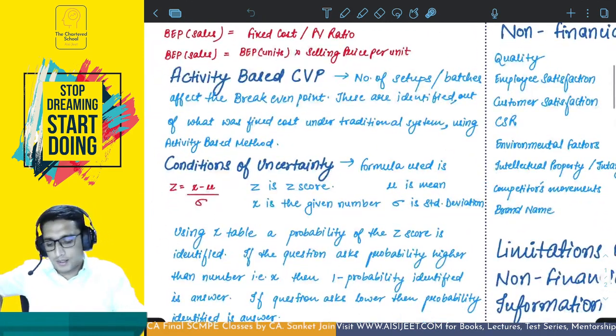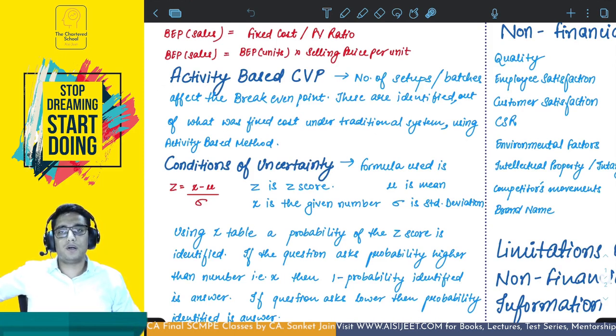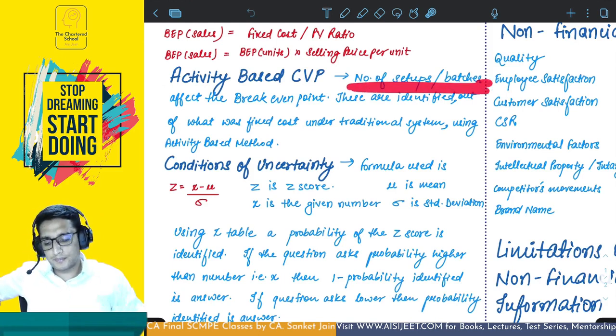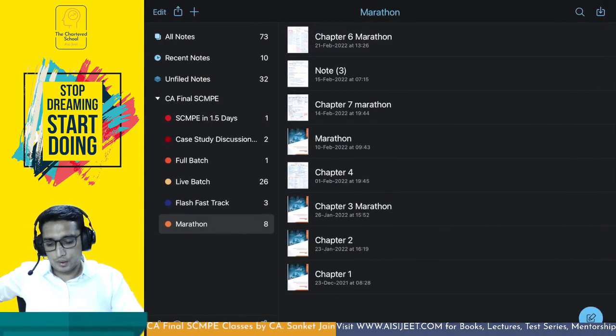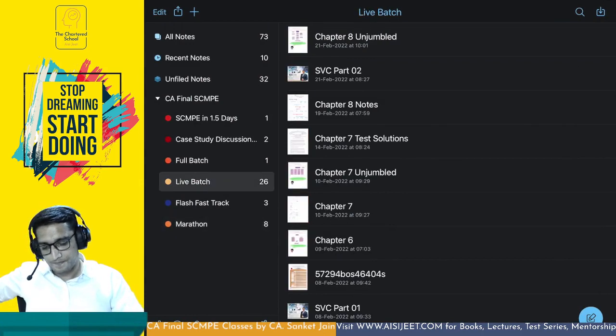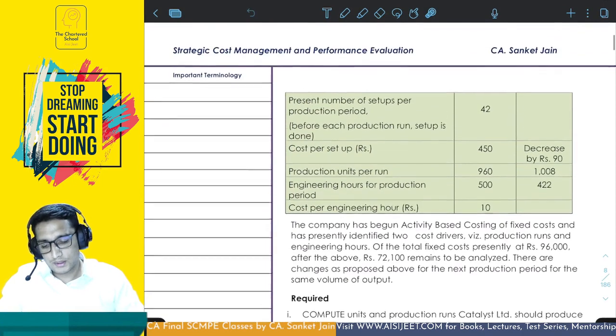Our first topic under this head is activity based CVP. What happens under this topic is that the types of questions that come have a changing number of setups or number of batches that affect the break even point. They are identified on the basis of the activity based method, and these are identified out of the fixed cost which was there under the traditional system. I'll take you to a question to give you an example. Okay, quickly, let's look at this question.